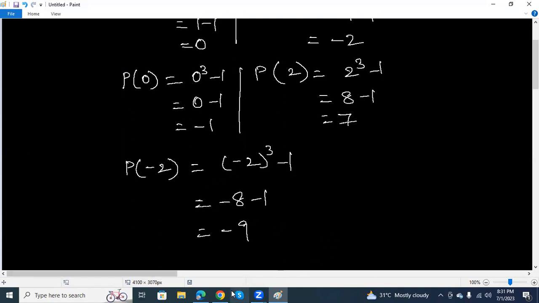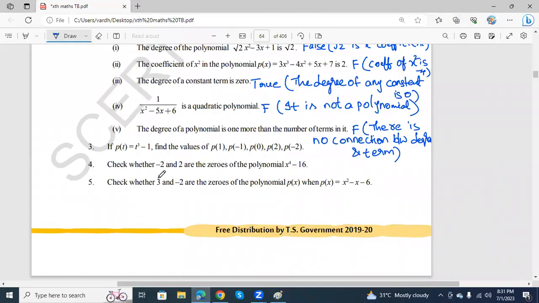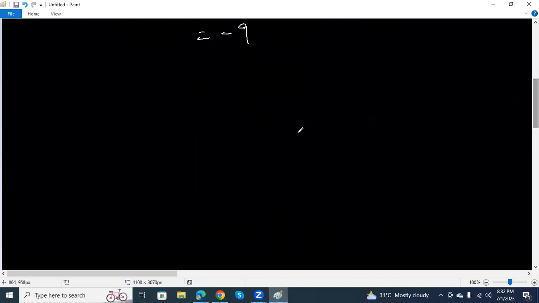Okay. Let's see question number 4. Check whether minus 2 and 2 are the zeros of the polynomial. What is a zero of the polynomial? When you substitute some x value, the polynomial becomes 0. So that substitution value is nothing but a zero of the polynomial. Let's take the given polynomial on the board. Question number 4. Given, let p of x is equal to x power 4 minus 16 is the polynomial.